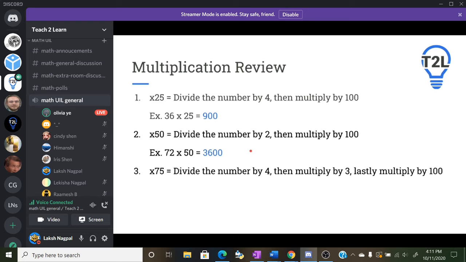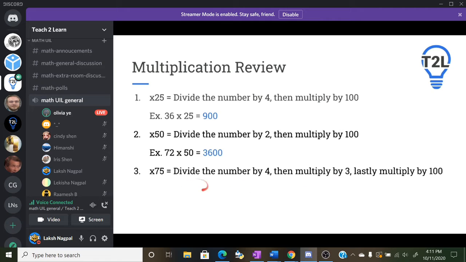For number 75, divide the number by 4, then multiply by 3, and then multiply by 100. This one takes a moment to think about when you look at it at first, but dividing the number by 4 and then multiplying by 3 is the same thing as multiplying by 3/4, and 3/4 of 100 is 75. So it's the same thing as multiplying by 75. The question is, what is 24 times 75?